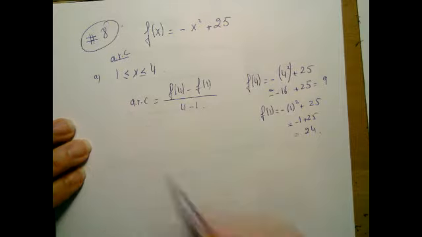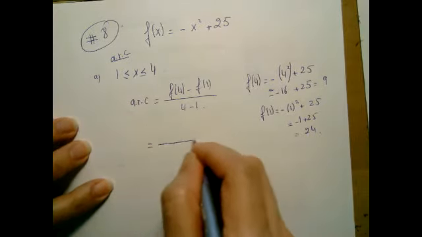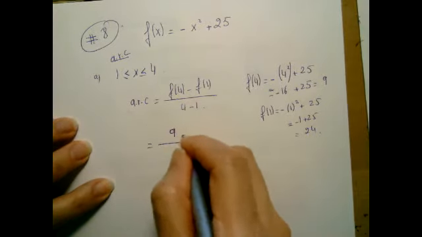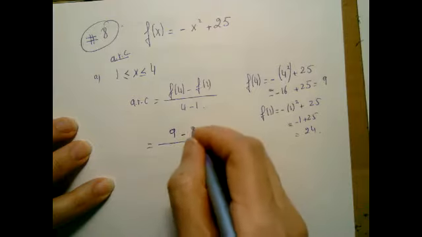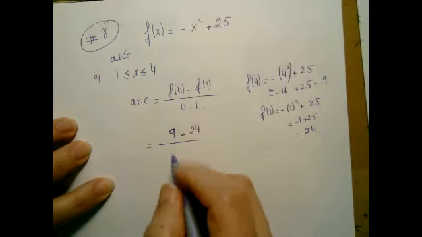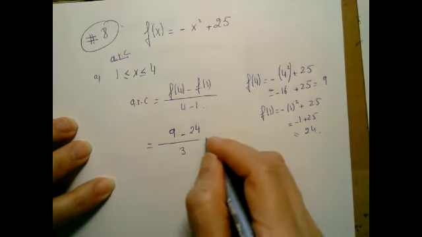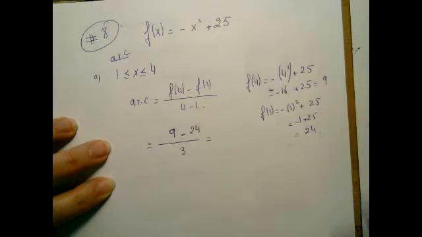So I did that on this side. What is my average rate here? 9 minus f of 1 over 4 minus 1, which is equal to 3. So now we will have minus 24.